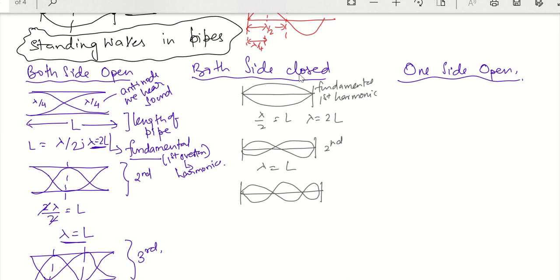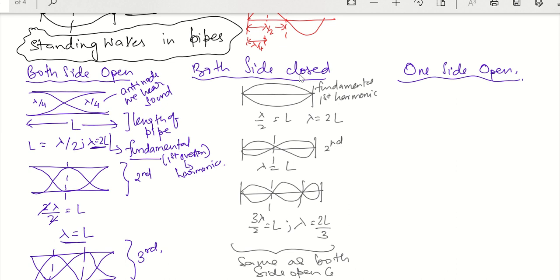so how many lambda by 2's are there here? Here there are 3 lambda by 2's, you see. So it's just 3 lambda by 2 equal to L. So it will be lambda equal to 2L by 3. So it is same as both side open condition. Okay. Now coming to this one side open condition.